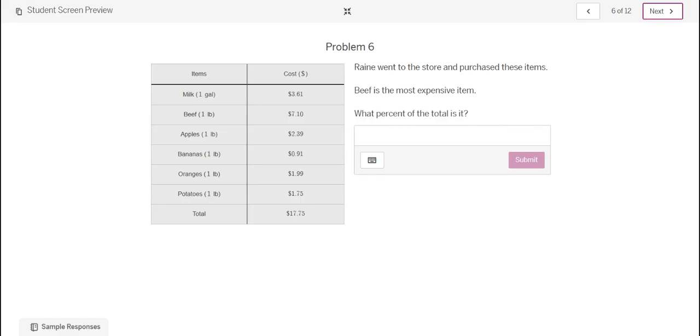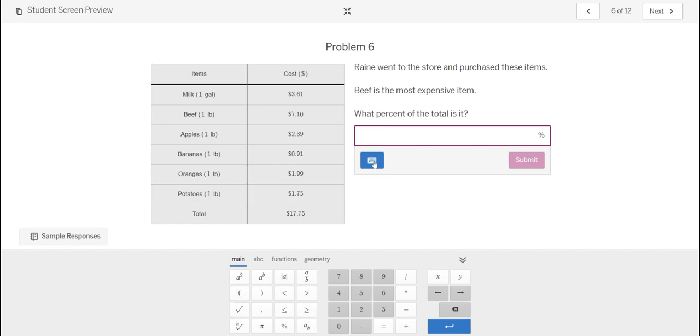Went to the store and purchased beef, what percent of the total is it? So off to the side, I would have to take $7.10 and divide it by 1750. So on the side, on my workbook, I worked this out, and so I ended up getting that it was 40%.